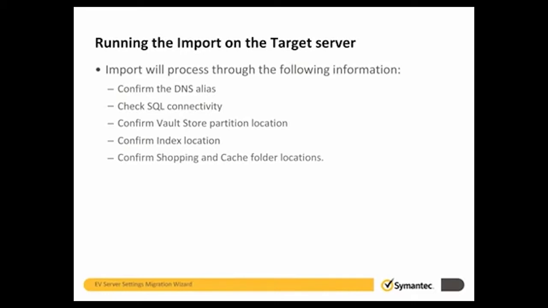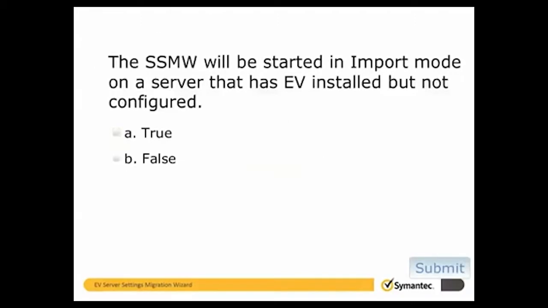The shopping and cache folder locations will be verified next, and then any other options, such as the FSA checkpoint folder, if the server is used for FSA tasks. The Server Settings Migration Wizard will be started in import mode on a server that has EV installed but not configured.